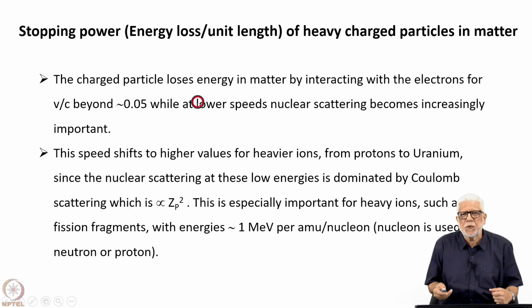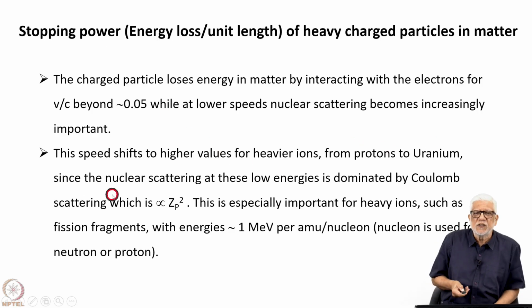At lower speeds, the charged particle loses energy by scattering off the nucleus, and that becomes important. And then, of course, nuclear scattering depends on the Z of the target nucleus, and so it goes like Z squared. The speed at which this happens, of course, shifts to higher values for heavier ions from protons to uranium, since the nuclear scattering is dominated by Coulomb scattering, which is proportional to, as I said, Zp squared. So, for the proton Zp is 1, for a uranium ion hitting a medium, it is 92. So, this is especially important for heavy ions.